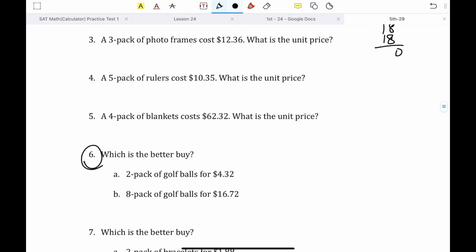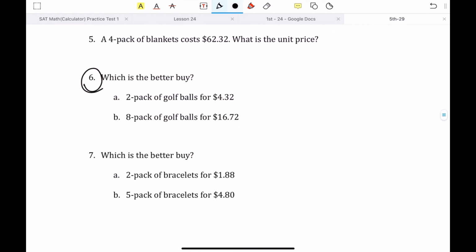Now we're going to go over number 6, which is a little bit different. It says which is the better price, which is the better buy, meaning it needs to be less expensive. A is a 2-pack of golf balls for $4.32, and B is an 8-pack of golf balls for $16.72. You can't just look at the total price and say A is a better choice. You have to look at the unit price, the cost of each pack of golf balls.